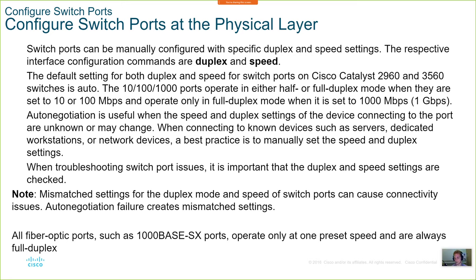So we want to make sure we keep these speed and duplex settings the same on both sides of one link. So we have maybe a server that's connected to a switch. We want them to negotiate nine times out of ten. We want them to auto-negotiate, hey, what's the highest you can go? I can go to a gig. And this other side says, okay, I can do a gig too, so we're going to negotiate at a gig. If they can't, maybe they'll negotiate 100 meg or whatever, and they'll try to negotiate the highest they can.